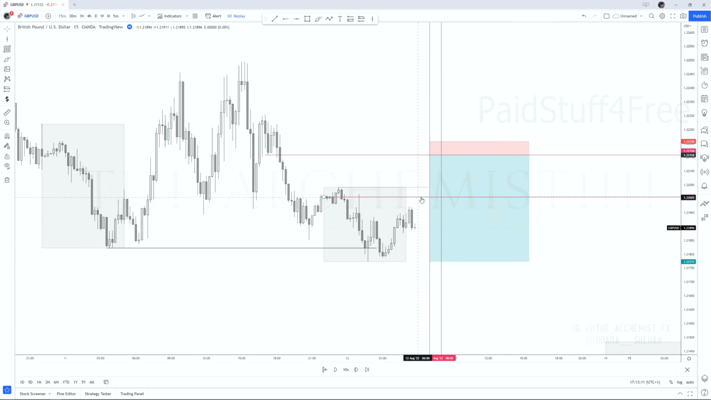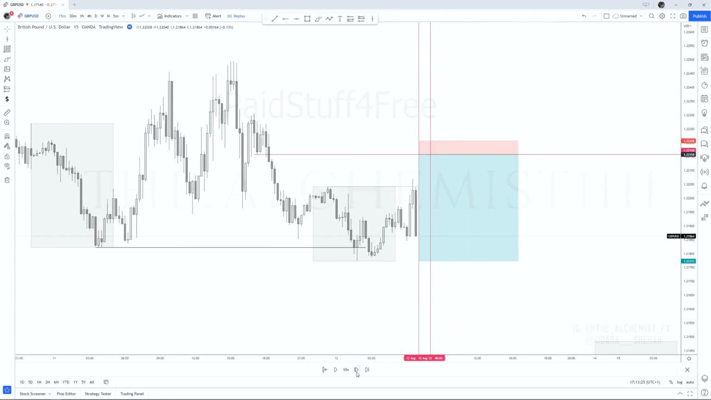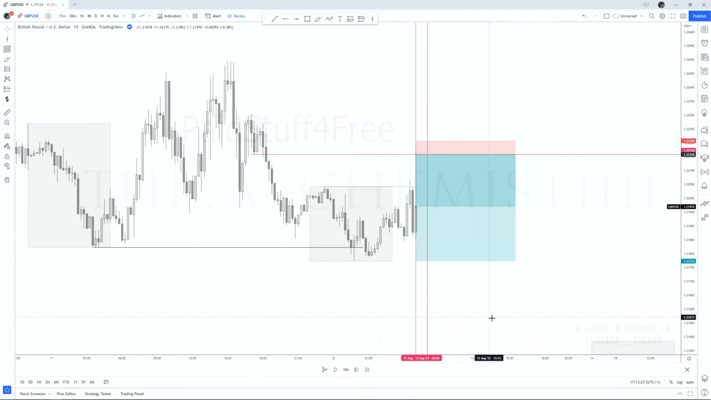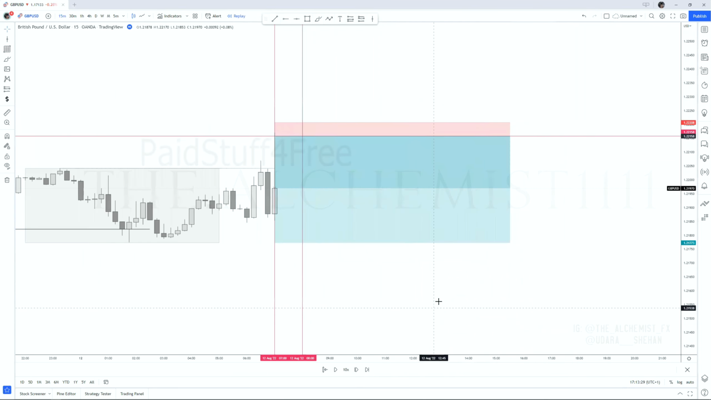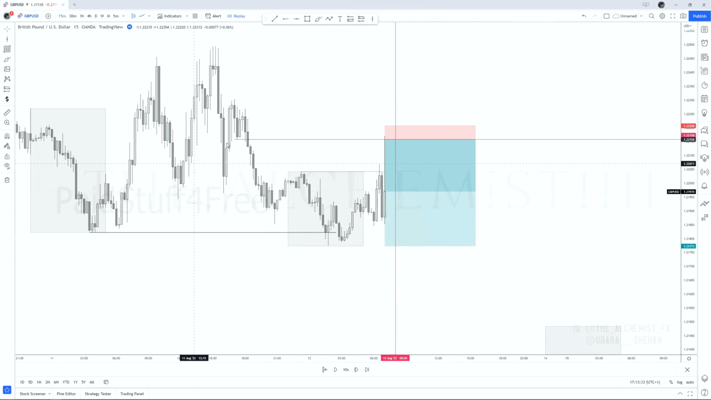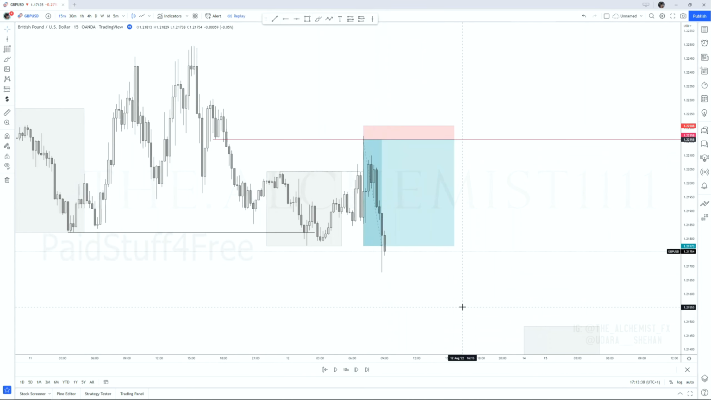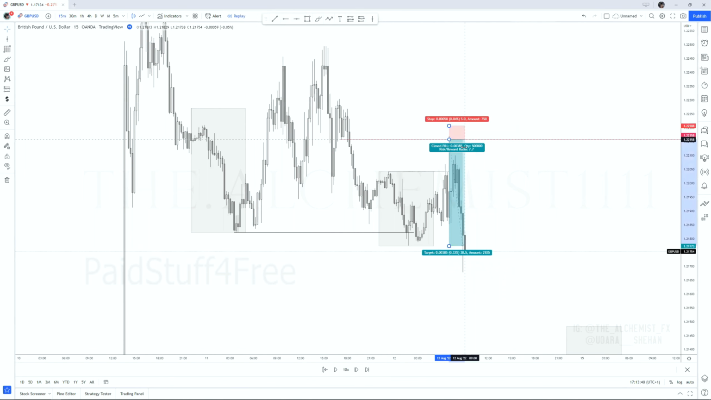Remember, we're waiting for a reaction from this zone. So what happened? No reaction, straight through it. Can you see it? So no losses, because you were waiting for a confirmation from here anyway. Then there it goes. Right at 7 a.m., a manipulation of the Asian high into the daily rejection block, and it comes down. That's it. Can you see the consistency in that setup?